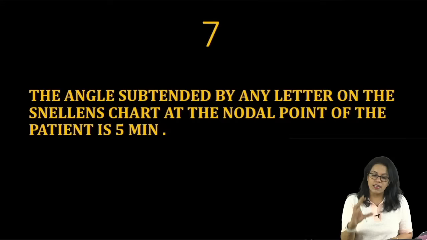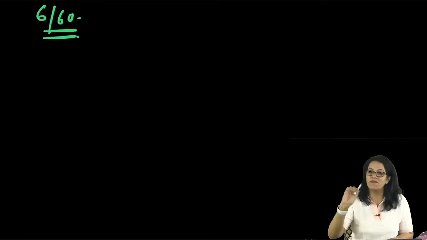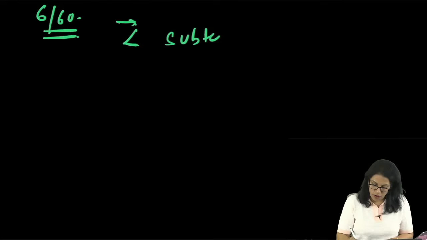Now, this is your INI-CET question that if it is a 6 by 60 line, I think I've revised it so many times in your previous session also. Let's do it again. If it is a 6 by 60 line, we are just learning at 60 meters, it is subtending an angle of 5 minutes. Now I am asking you, what is the angle subtended from 6 meters? Okay? This is the question. So, how will you answer?